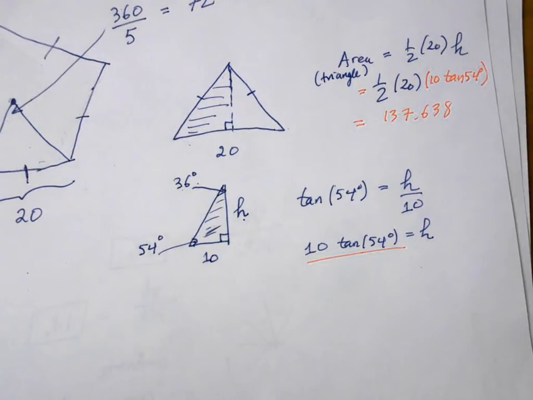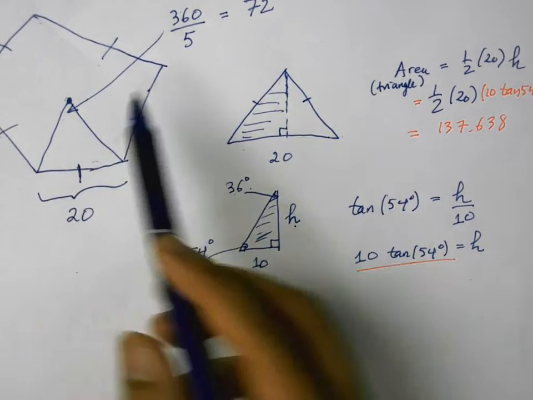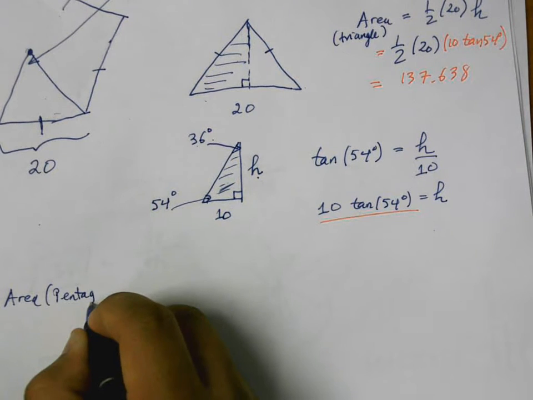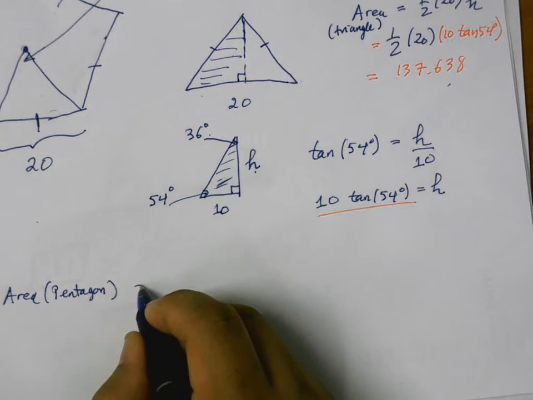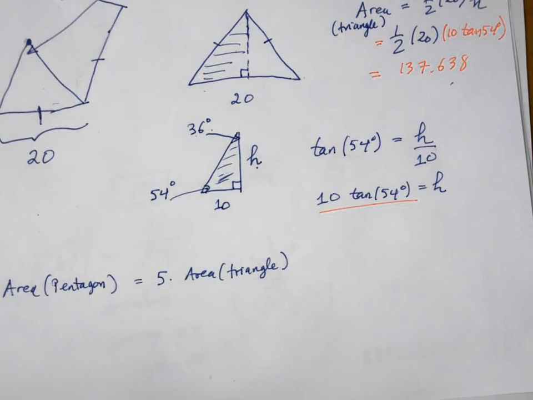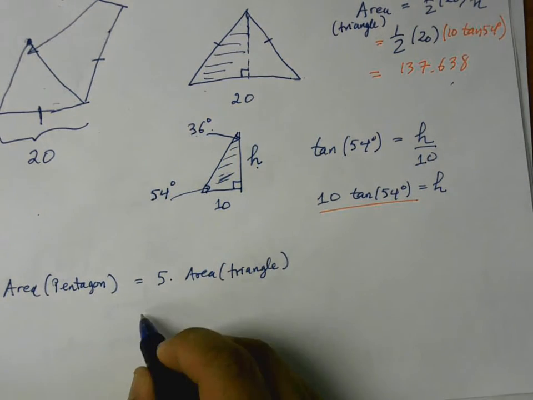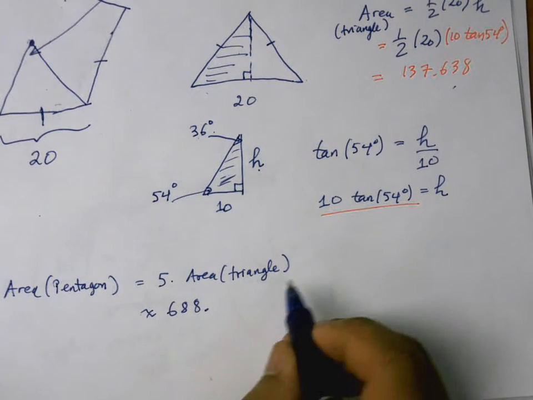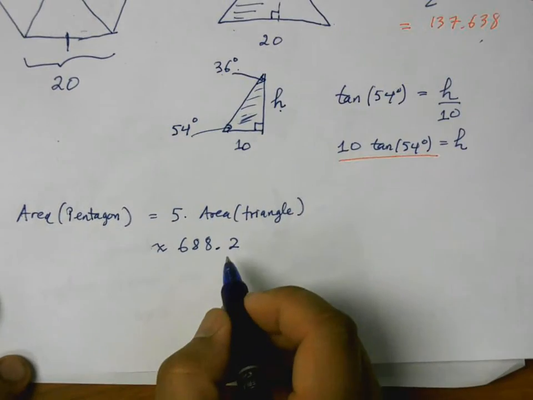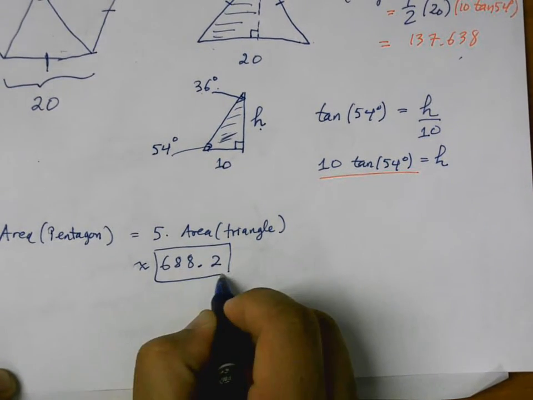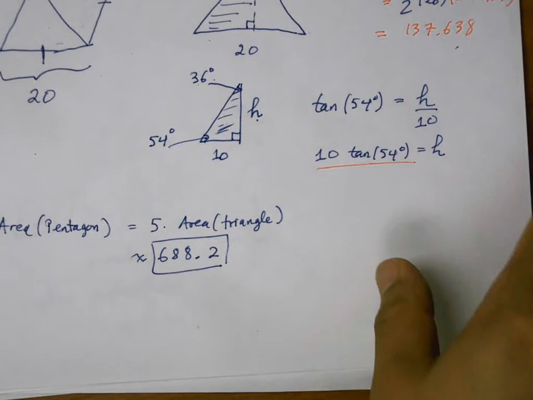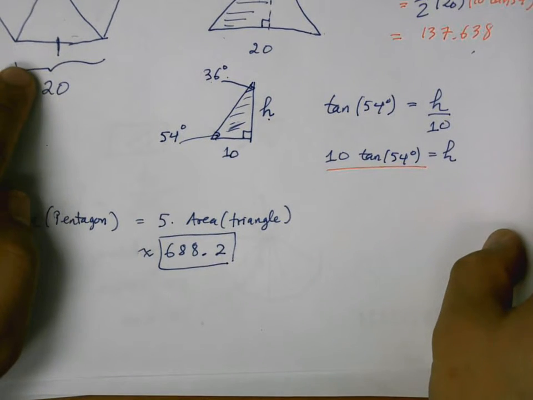We want to find the area of the entire pentagon. So I'm going to write it down here. The area of the pentagon is just 5 times this number. So times 5, and I get approximately 688.2. There are no units here, so I'm just going to leave it like that. 688.2. There you have it. We found the area of a regular pentagon with a side length of 20.